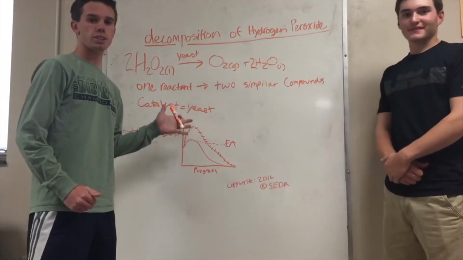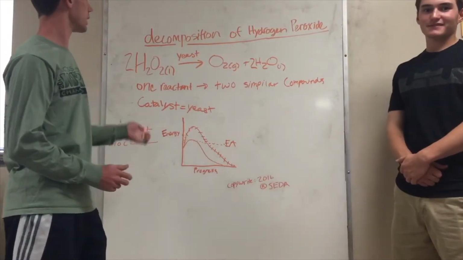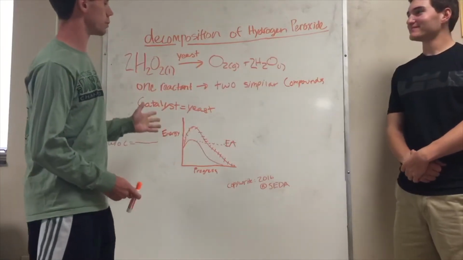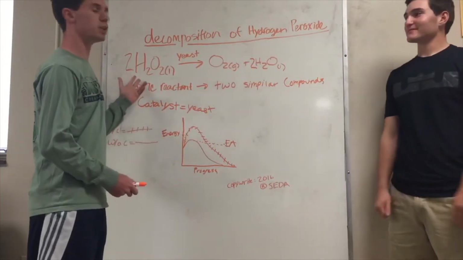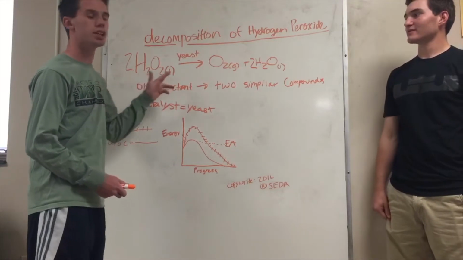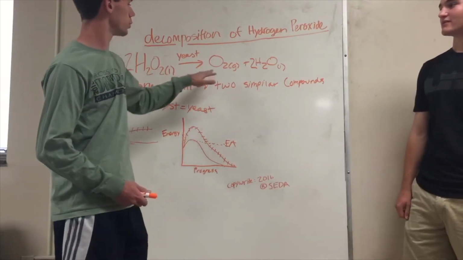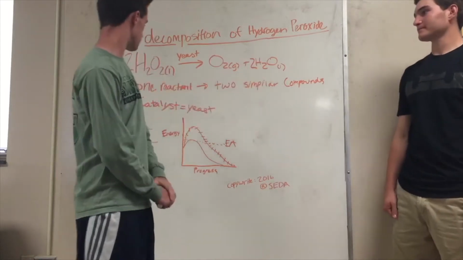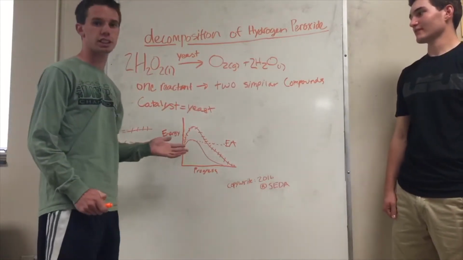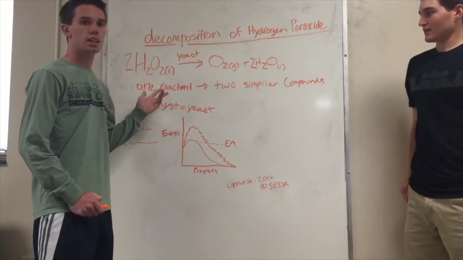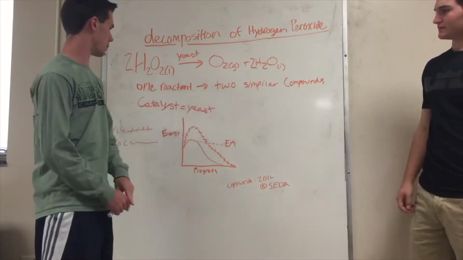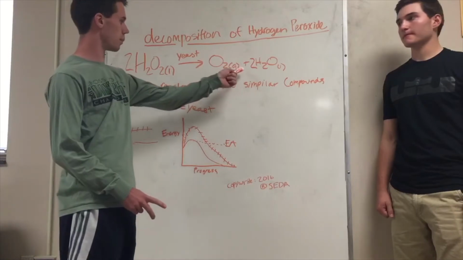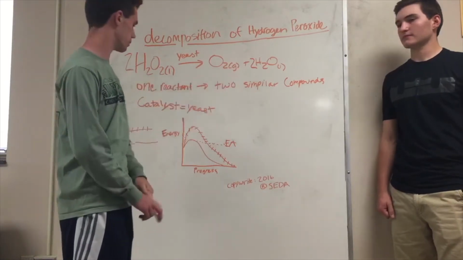Our experiment is known as elephant's toothpaste, but it really is the decomposition of hydrogen peroxide. The equation for the decomposition of hydrogen peroxide is 2H2O2 in the liquid state, using a catalyst of yeast, forming oxygen gas and liquid water. A decomposition reaction is simply one reactant becoming two simpler compounds. The one reactant is the hydrogen peroxide, and the two simpler compounds are the oxygen and the water.